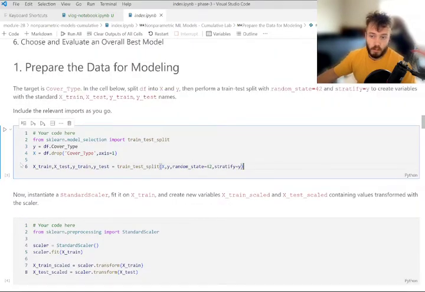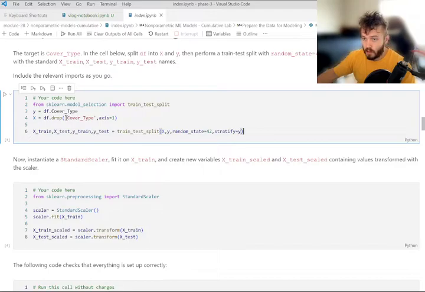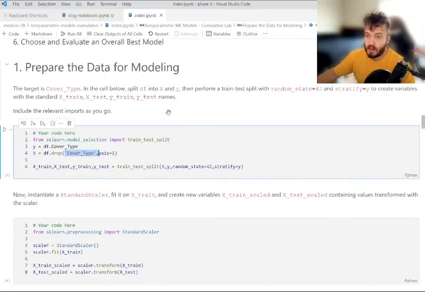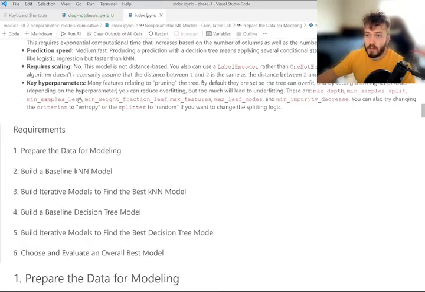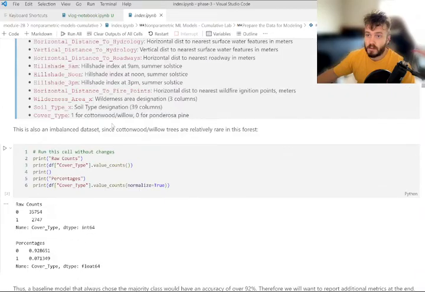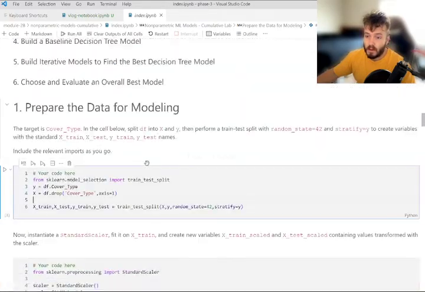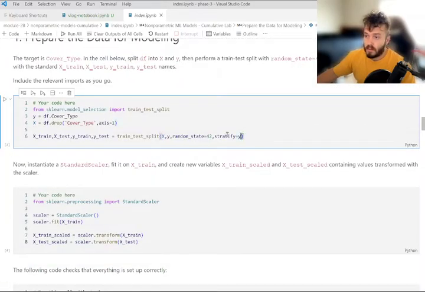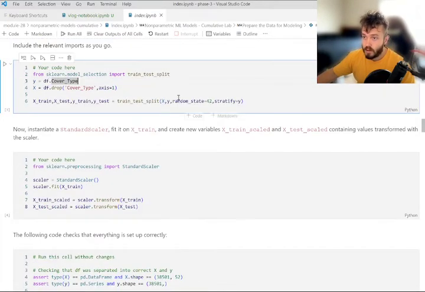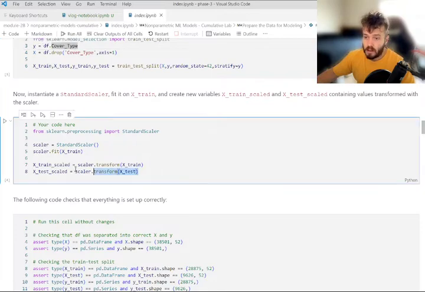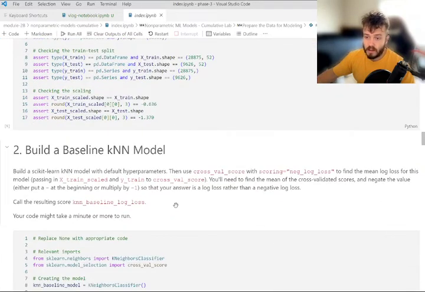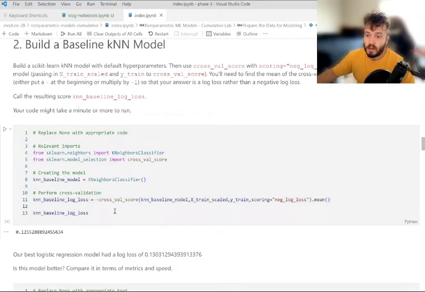Anyway, prepare your data for modeling. So we import some CSV file. Sorry, that's not the CSV file. We import some CSV file somewhere up here, split it into your predictors and your target column, do your train test split, and scale the data. See if that does anything useful.